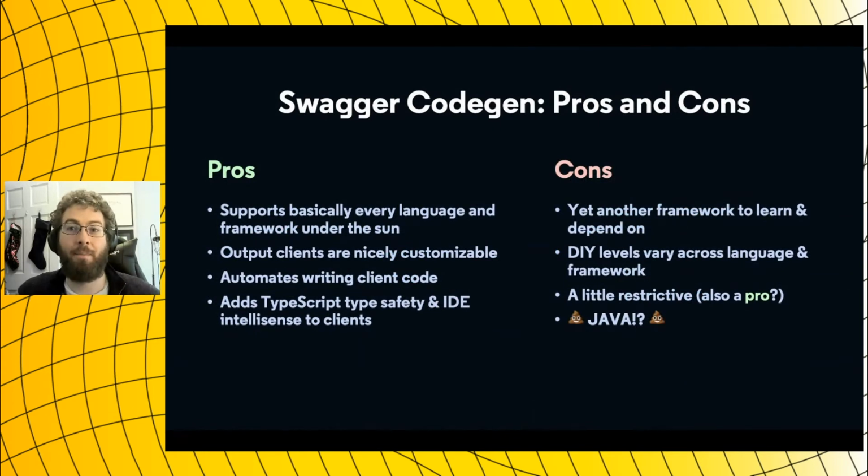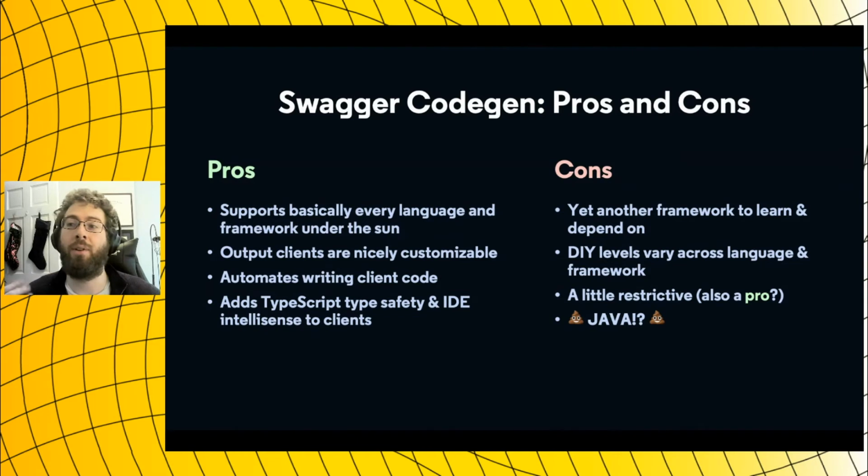Pros and cons. Basically, every language and framework under the sun is supported. I have yet to find a major one that doesn't have a moderately good, at least, OpenAPI toolchain, Swagger toolchain. I found the output clients are super duper customizable. The main Swagger toolchains use mustache templates, so you can do basically whatever you want or need with them. I'm a huge fan of automating writing client code because who wants to write that stuff over and over? And even better, you don't even need to generate a full-on client SDK. If you want, you can just use the DTS files for a little extra type safety in IDE Intellisense.